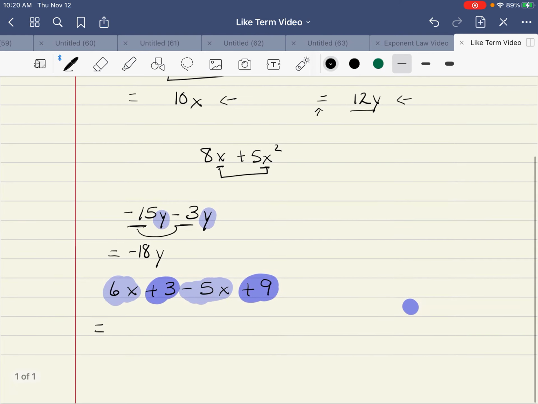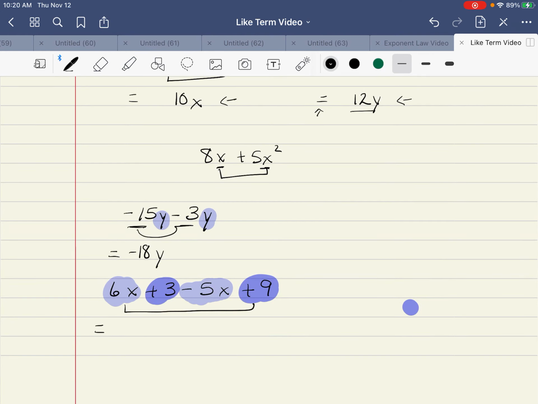Once I've identified them, I want to rewrite them. That's where the highlighter comes in handy. I want to connect the 6x and the minus 5x, so I'm going to rewrite it very carefully, making sure I take the sign in front. Same thing here, I'm going to connect these two. The last part is when you actually add or subtract them. So 6x take away 5x is just x, and 3 and 9 is 12.